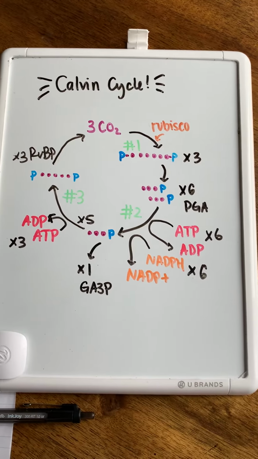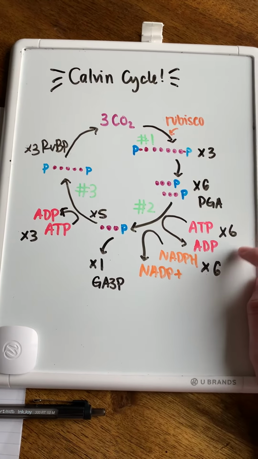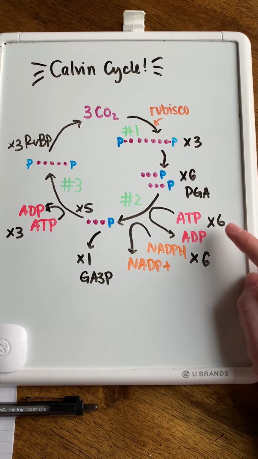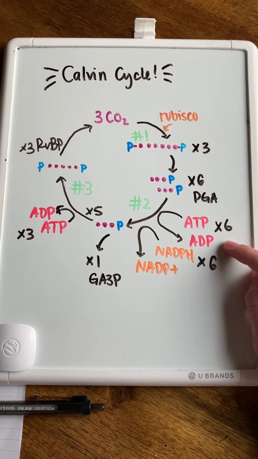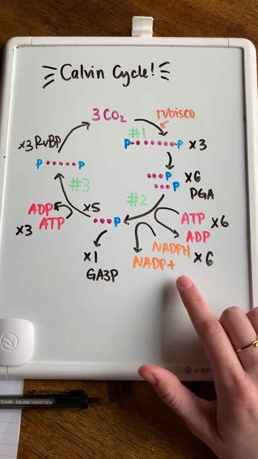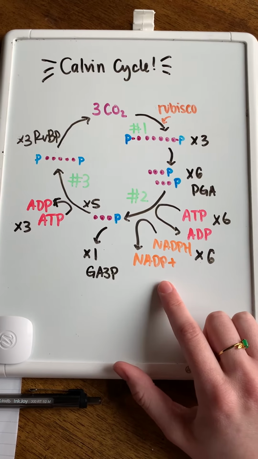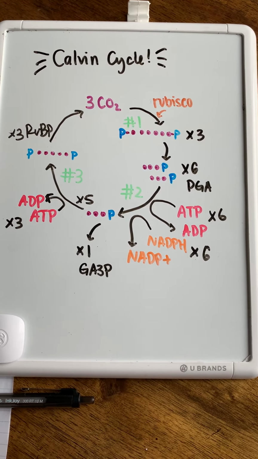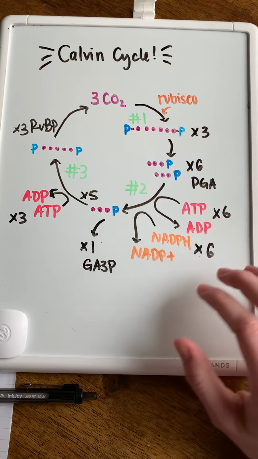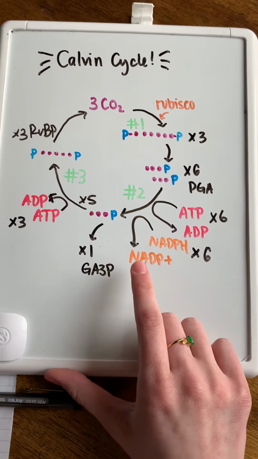of PGA. So we bring in ATP, 6 ATP, 1 for each PGA, drops off a phosphate, comes back out as ADP. 6 NADPH go in, drop off a hydrogen, come back out as NADP+. So 1 for each PGA, and that is our second step.